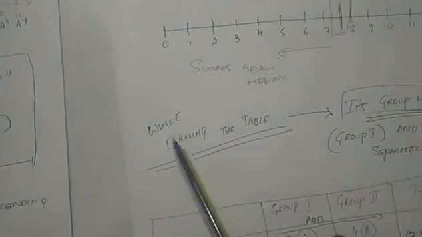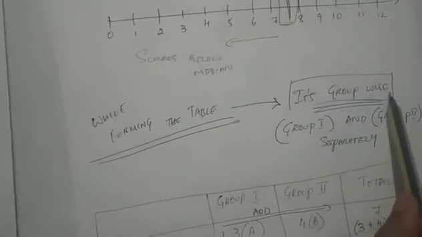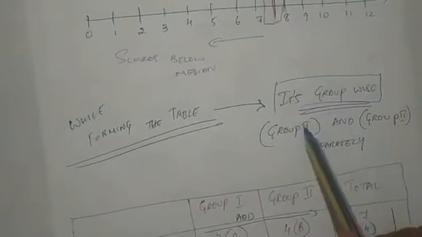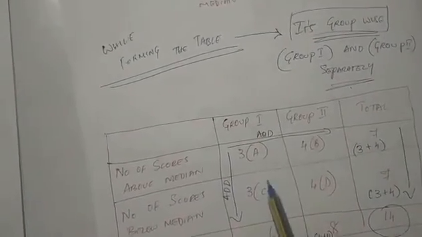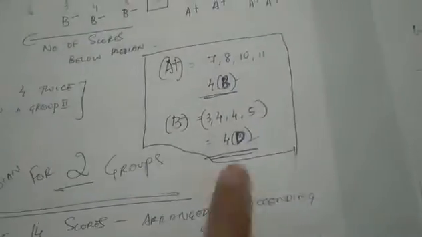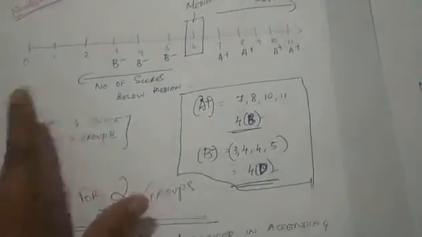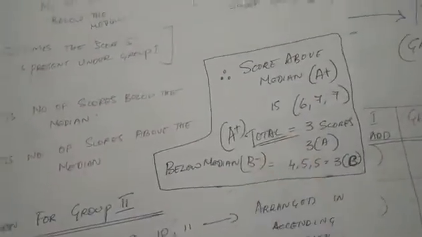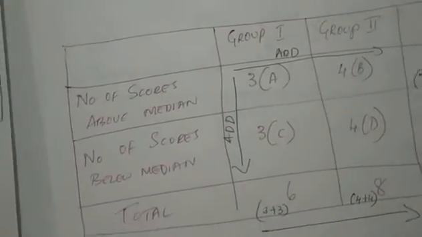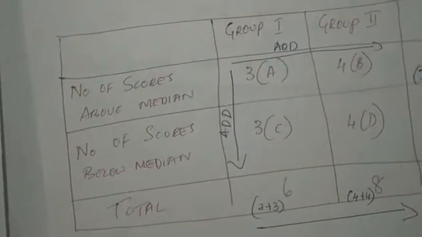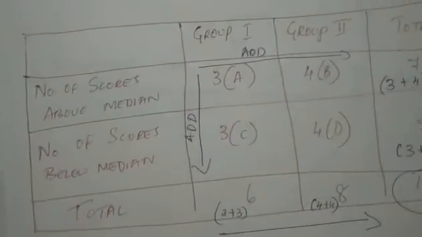While forming the table, keep in mind it is group wise, that is group 1 and group 2 separately. So we have found this by finding the median for group 2 separately and finding the median for group 1 separately. Now we have to fill this table as per the group separately. So we have group 1.